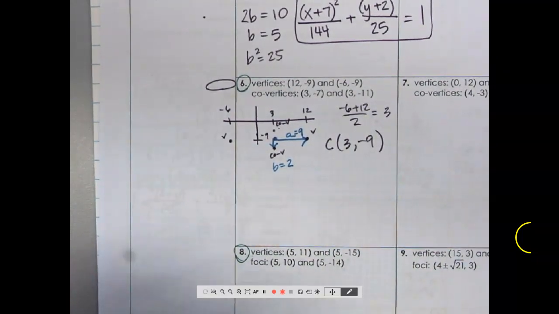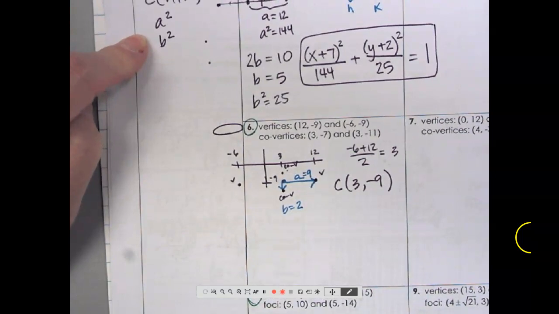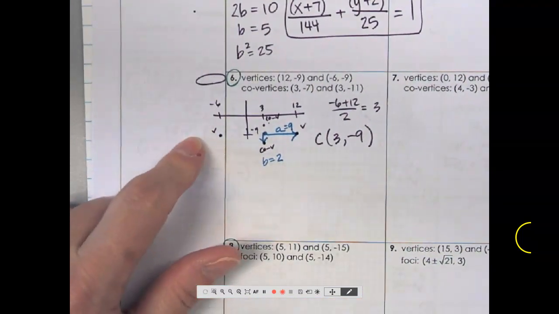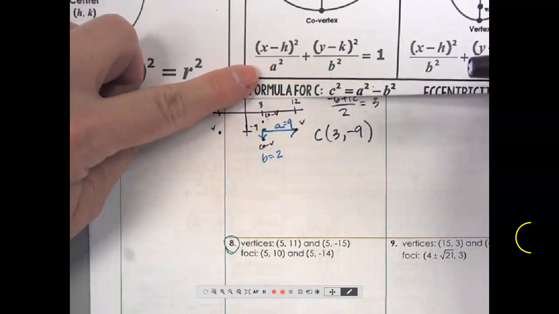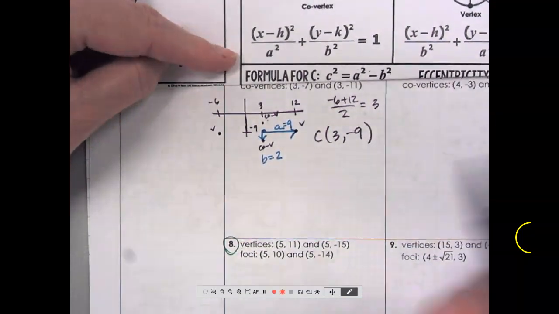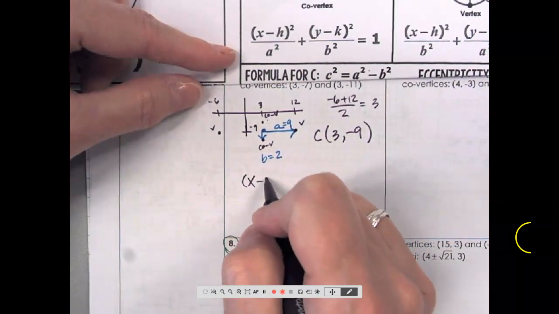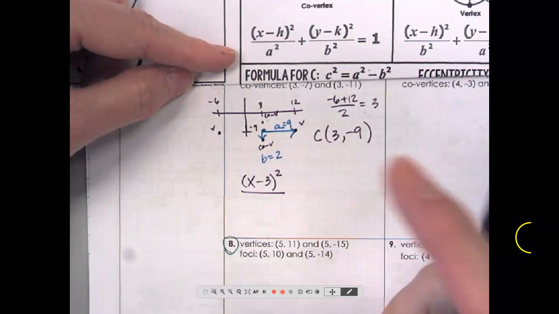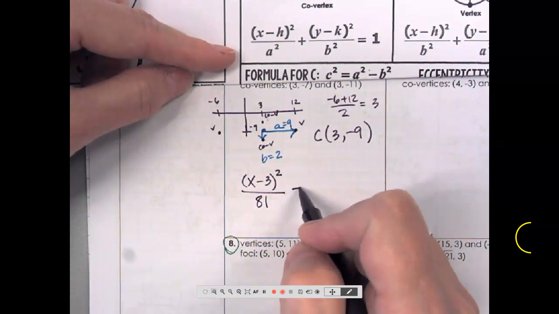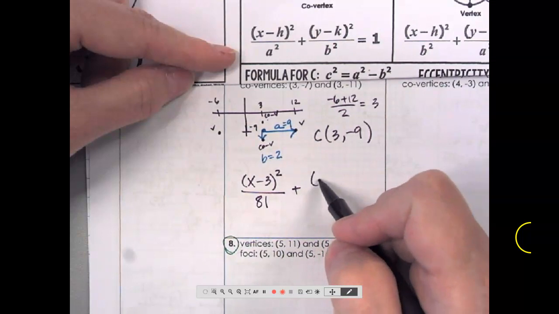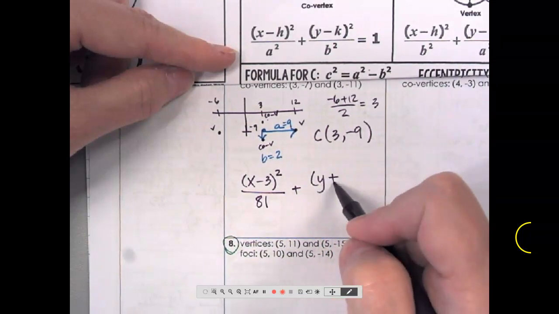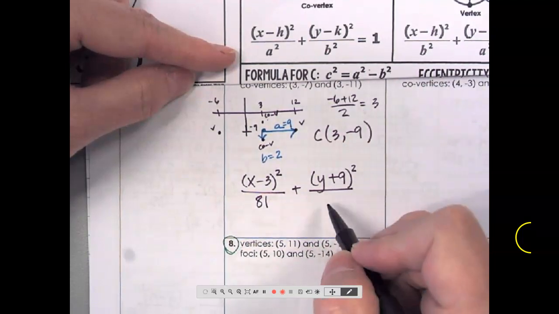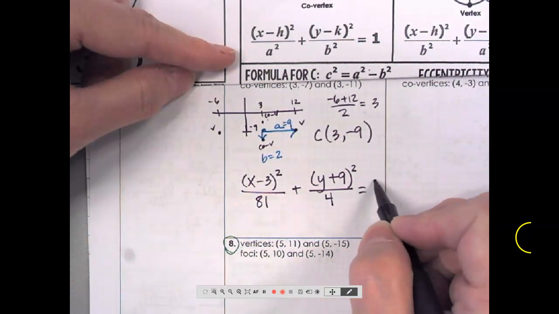Okay, so I have A, I have B, therefore I can easily find A squared and B squared, and I know H and K. It is horizontal, so I'm using this one again. So it's X minus 3 squared over A squared. If A was 9, A squared is 81. Plus Y minus K, but that's a negative 9, so plus 9 squared over B squared, which is 4, equals 1.